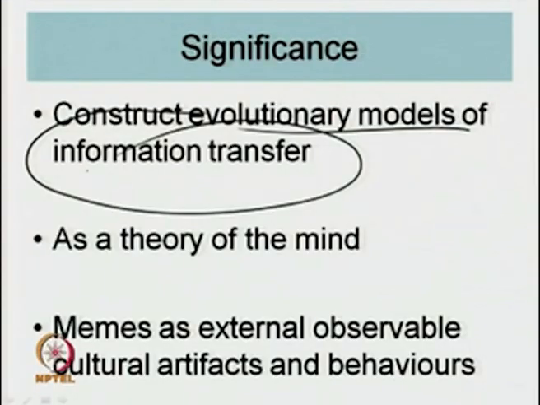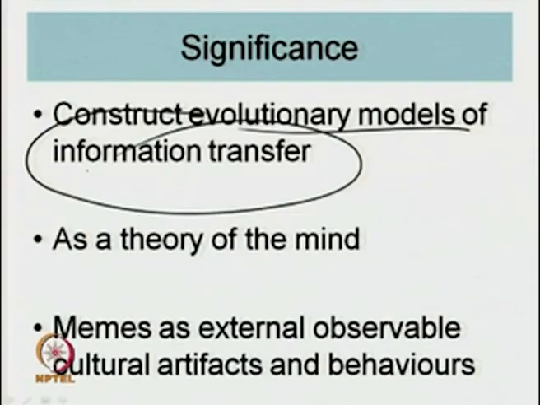And finally, memes as external observable cultural artifacts and behaviors. Memes are actual things, and we shall see in a while very interestingly how, even though they are objects in the mind, they can also be actual. So, memes are also observable, external to us; even though they are there in our brains, they are cultural artifacts and behaviors that we may observe, comment upon, and explore from a scientific and cultural point of view.